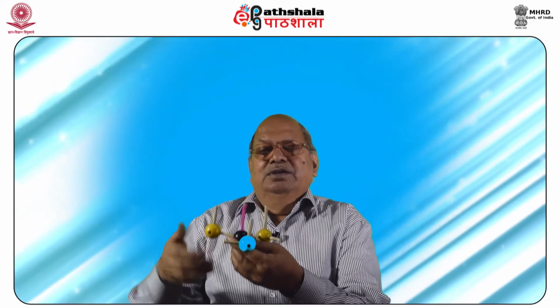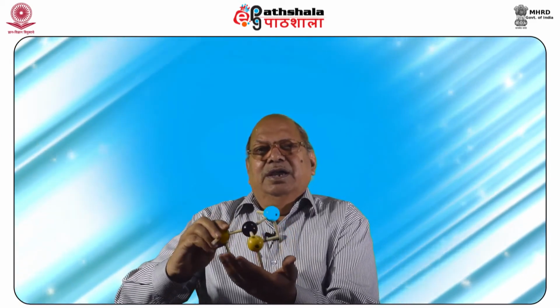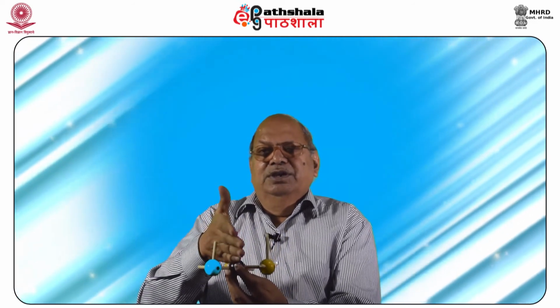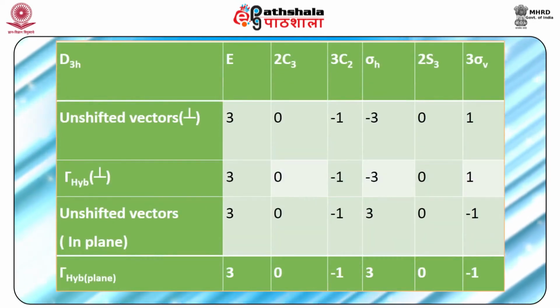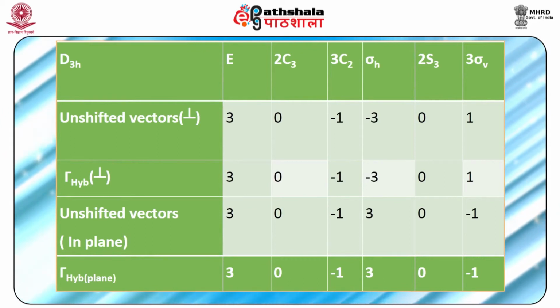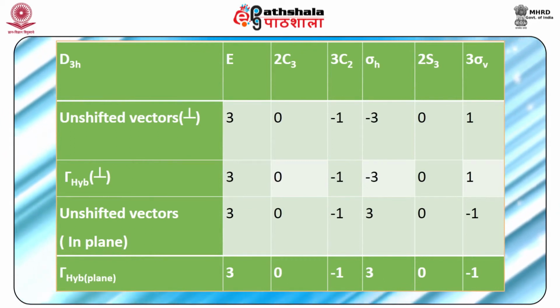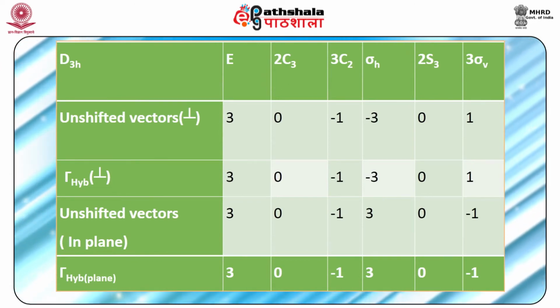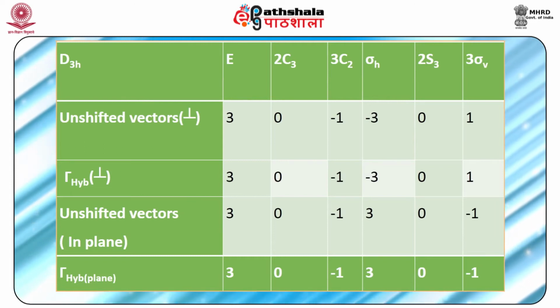Sigma h, all these are perpendicular. If I take this as my plane and reflect it, all will be reversed. And for S3 all are shifted, the direction is 0; for sigma v it is only 1. So what I find over here is the unshifted vectors perpendicular: 3 0 minus 1 minus 3 0 1, and therefore tau hybrid is 3 0 minus 1 minus 3 0 1.